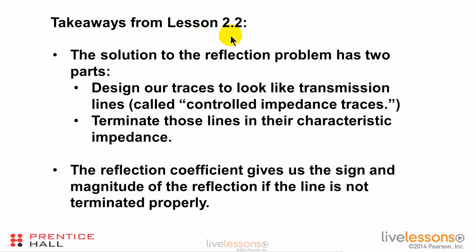So here are the takeaways from lesson 2.2. The solution to the reflection problem has two parts. Design our traces to look like transmission lines. Those are called controlled impedance traces, and we control the impedance of those traces by controlling the geometry. And then we terminate those lines in their characteristic impedance. The reflection coefficient gives us the sign and magnitude of the reflection if the line is not terminated properly.